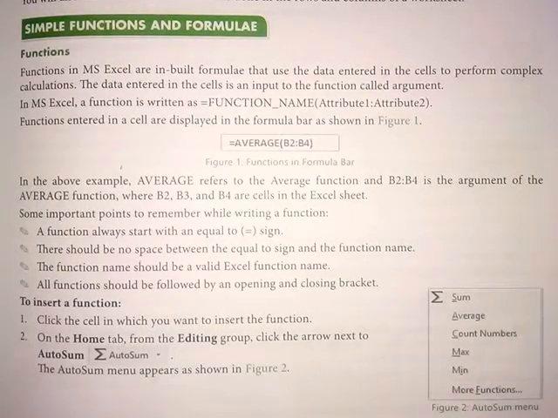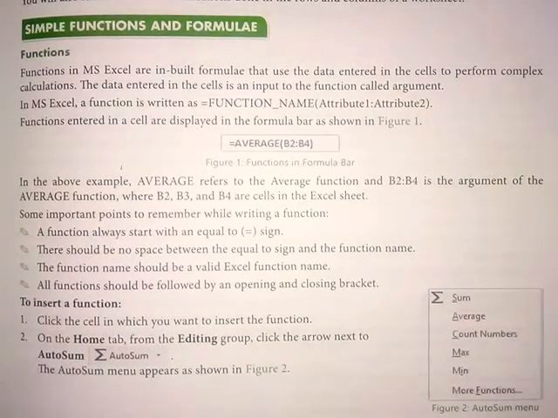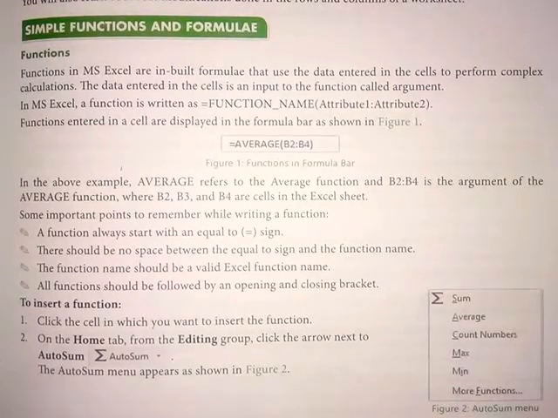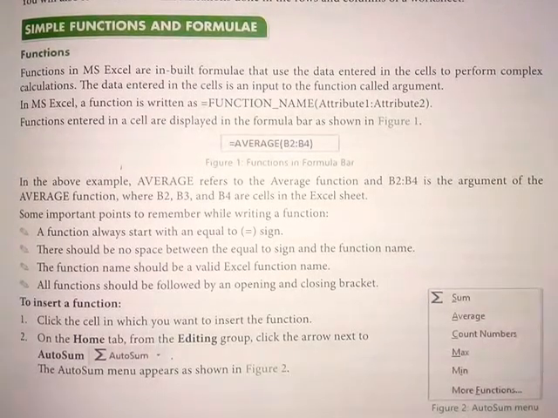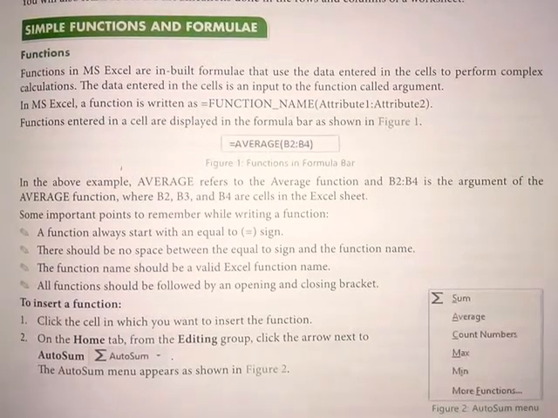Simple functions and formula. Functions. Functions in MS Excel are inbuilt formula that use the data entered in the cells to perform complex calculations. The data entered in the cells is an input to the function called argument. In MS Excel, a function is written as equal to function name, attribute 1, attribute 2. Functions entered in a cell are displayed in the formula bar as shown in figure 1.